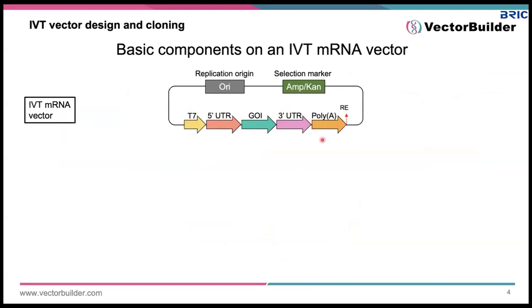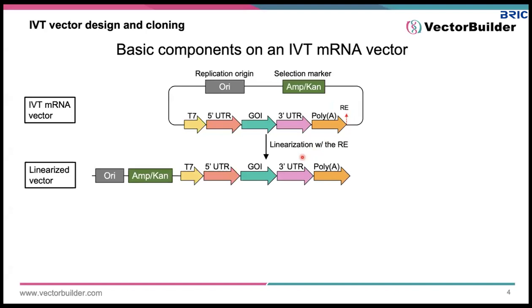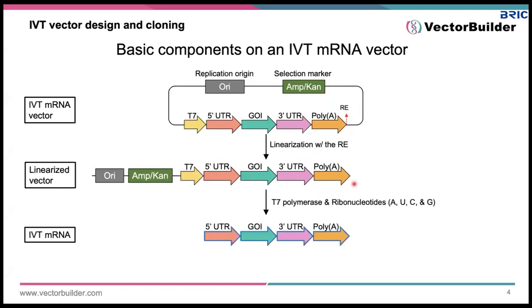And all these sequences should be following a T7 promoter. And at the end of this sequence, there is a unique restriction enzyme site, which is used to linearize this double-strand DNA circular plasmid into a linear form of the template.